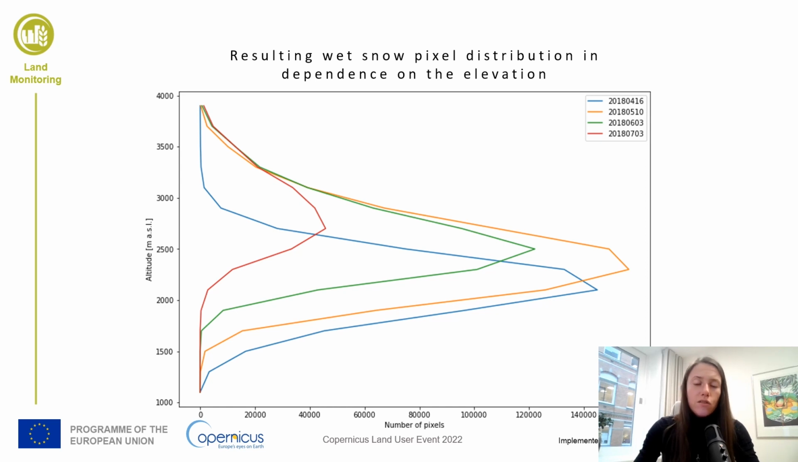But there is also another script available, and I encourage you to check it out, that uses wet snow extent in dependence of altitude and aspect. It can also be accessed on Jupyter Hub.